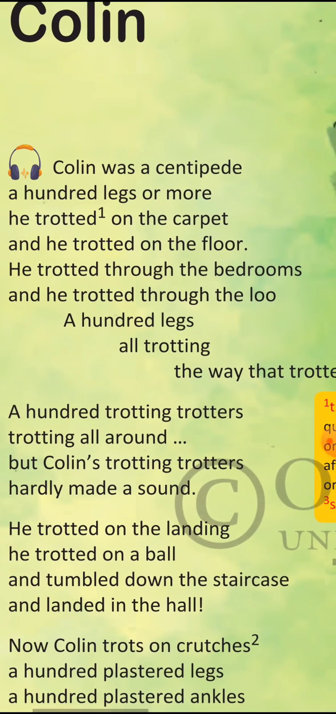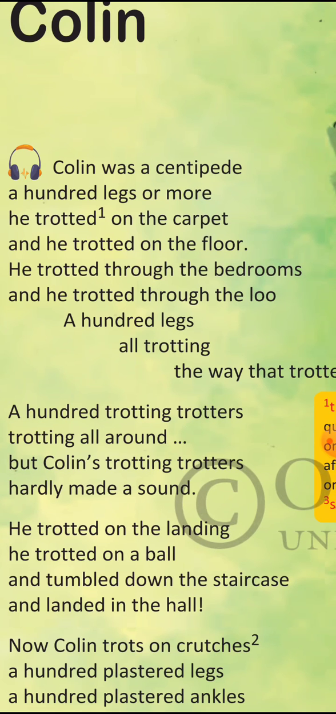And then what did the centipede do? He trotted through the bedrooms and he trotted through the loo. And then where did he move? It moved through the bedrooms and then through the loo. What do you mean by the word loo, children? Loo means washrooms. Okay, so right from the carpet it went on the floor. From the floor it trotted through the bedroom, and from the bedroom the centipede, Colin, trotted through the loo. 100 legs all trotting the way the trotters do.